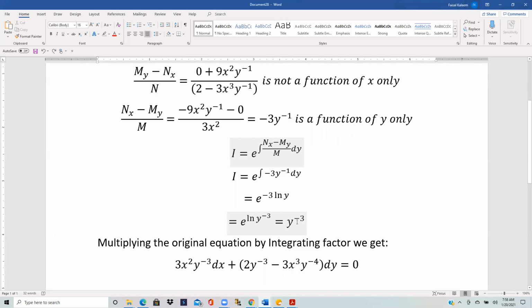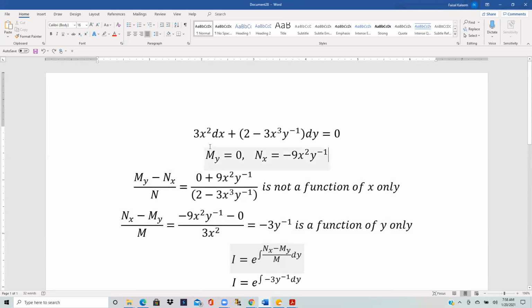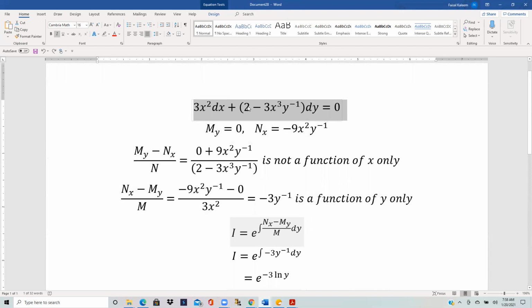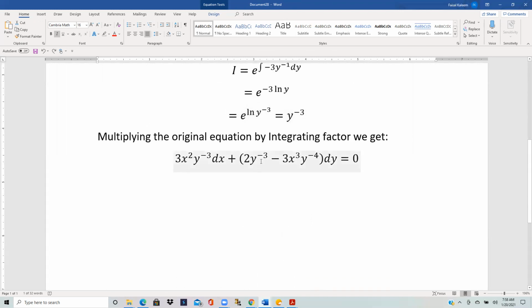And then the last thing we said in the previous video was that once you found the integrating factor, if you multiply the original equation by that, then you get an exact equation. So y to the negative 3 is the integrating factor. So multiplying all of this original equation by y to the negative 3 means multiplying each term by y to the negative 3. So the first term just becomes 3x squared y to the negative 3 dx.